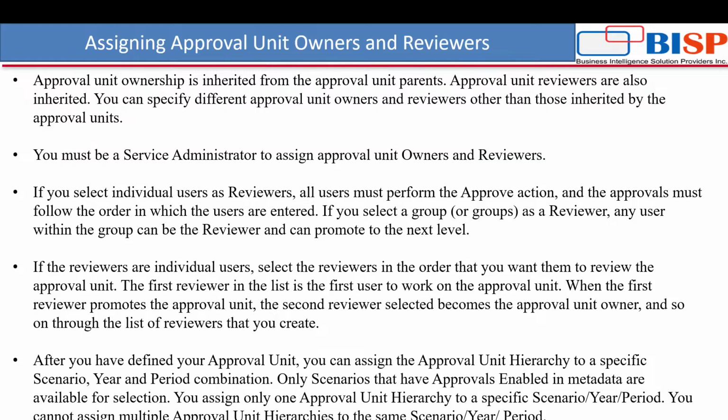Next is assigning approval unit owners and reviewers. Once the hierarchy is in place, the next step is assigning the owners and the reviewers. The owners and reviewers are inherited from the parent approval unit, but you can override and assign specific people if you want. If you assign individuals as reviewers, then all of them must approve, and they must do it in the order you define. If you assign a group as a reviewer, then anyone from that group can approve and move it forward.